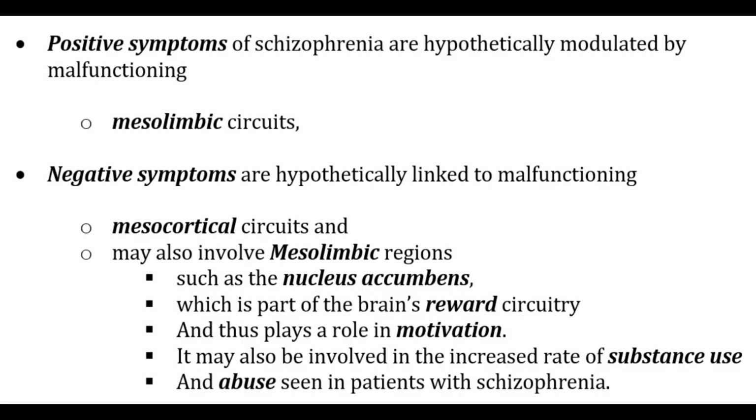The positive symptoms of schizophrenia are hypothetically modulated by malfunctioning of mesolimbic circuits, and the negative symptoms are hypothetically linked to malfunctioning of mesocortical circuits and may also involve some mesolimbic regions, such as nucleus accumbens, which is part of the brain's reward circuit and thus plays a role in motivation. It may also be involved in the increased rate of substance use and abuse seen in patients with schizophrenia.